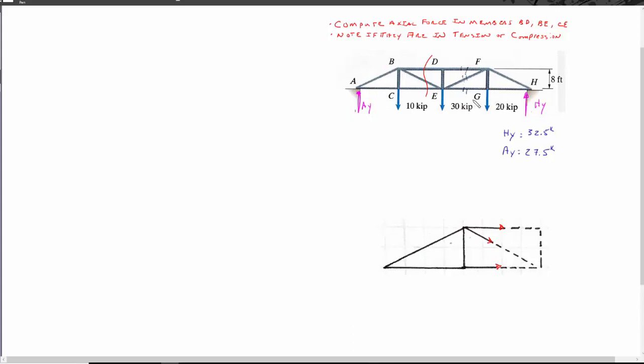And something that you might want to do when you're working this problem on your own is compute using the left hand side, the free body diagram on the left hand side of my cut section, and also do the right hand side. You should get the same exact answers for each member and their axial forces. I'm going to give my reaction force here of 27.5 kips. I'm going to go ahead and label all my points.